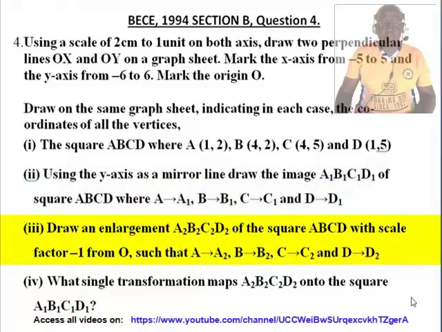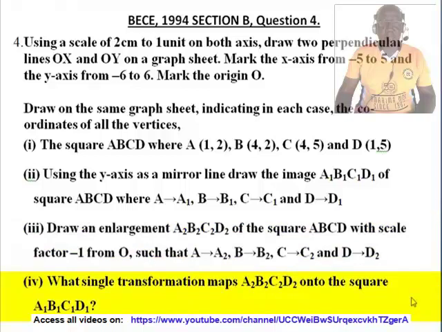III. Draw an enlargement A2, B2, C2, D2 of the square ABCD with scale factor −1 from O, such that A maps into A2, B maps into B2, C maps into C2, and D maps into D2. IV. What single transformation maps A2, B2, C2, D2 onto the square A1, B1, C1, D1?